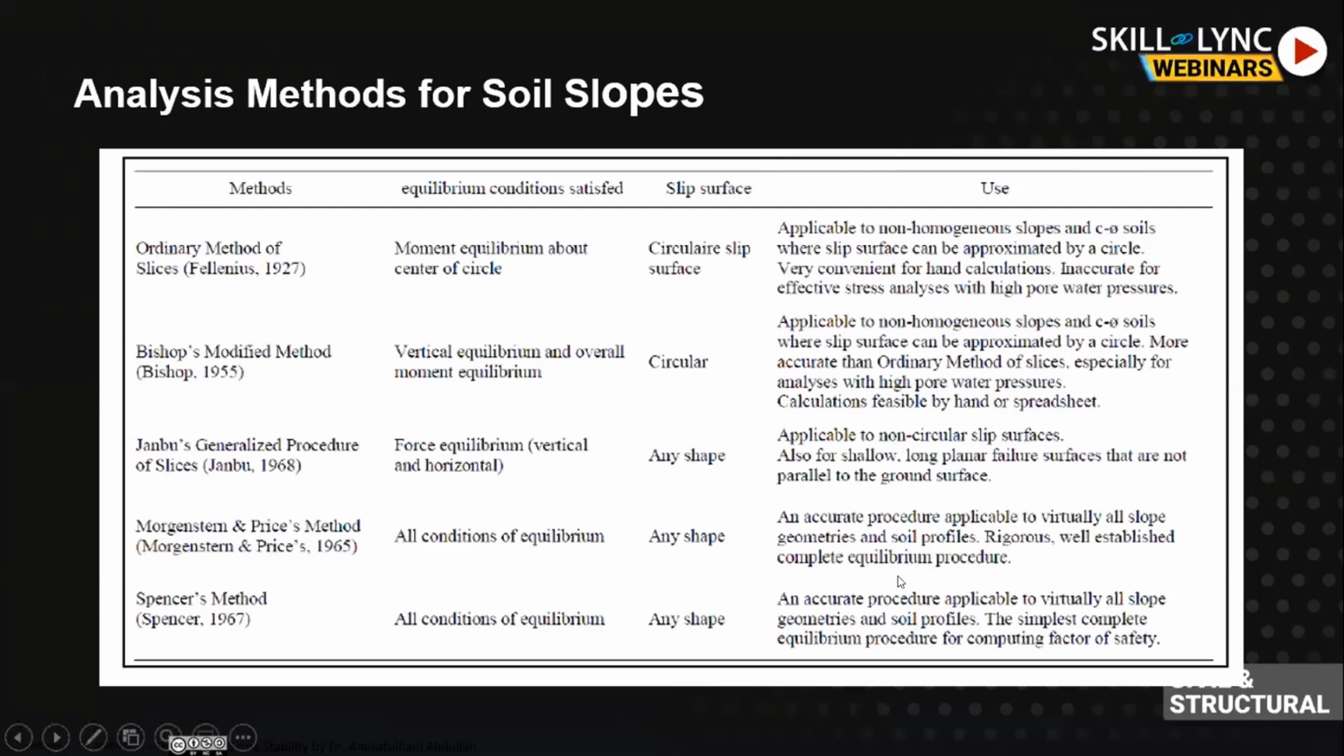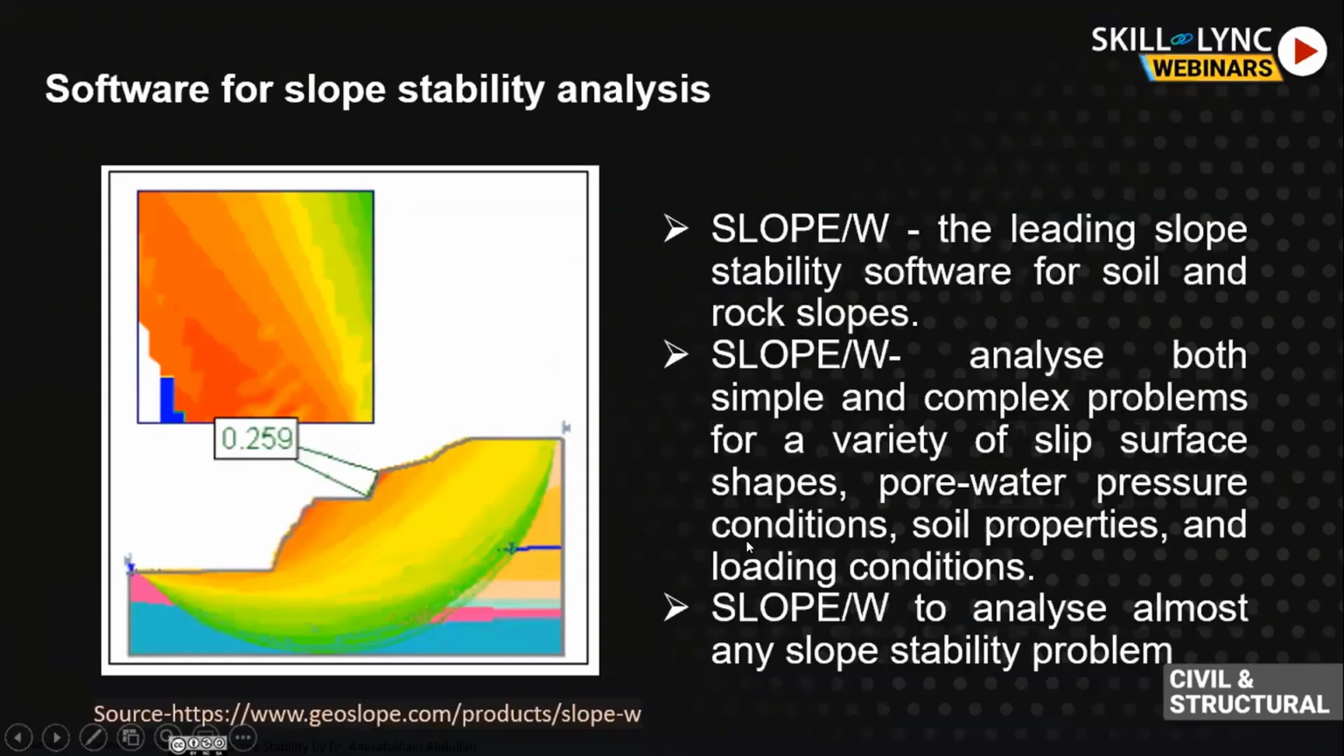It is a rigorous, well-established, complete equilibrium procedure. The Spencer method is again the same. It is a very simple method, and has more or less the same features as the Morgenstern and Price method. So it is very difficult nowadays to go ahead with standard hand calculations or spreadsheets for the method of slices. We depend upon software with algorithms developed specific to every method.